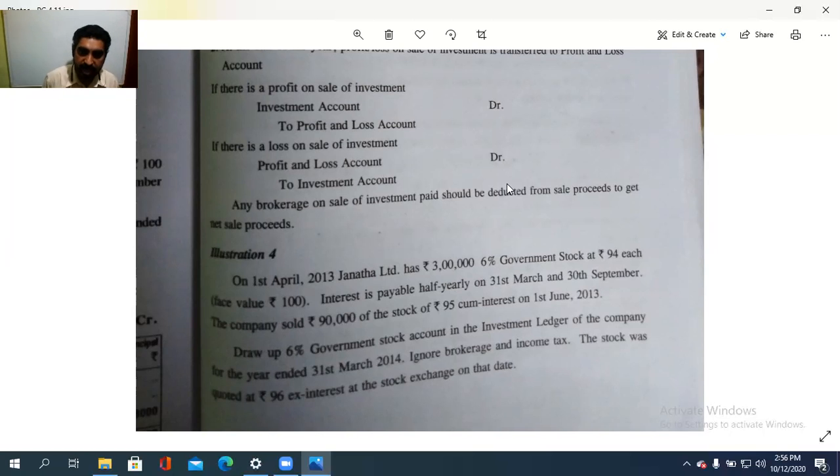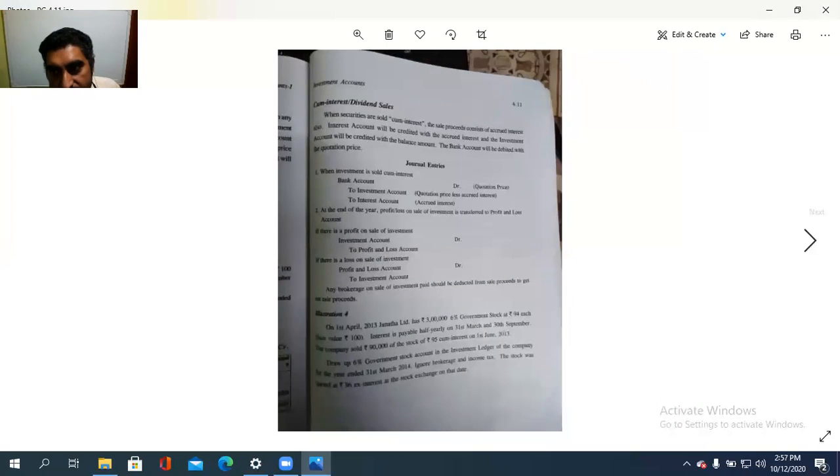So, in the books of Janata Limited, we need to prepare the 6% government stock account. The total amount is 3 lakh, that is 3,000 units into 100. The government stock is at rupees 94, with a face value of 100. Interest is payable half yearly on 31st March and 30th September. The company sold rupees 90,000 of the stock at rupees 95 cum-interest on 1st July 2013.